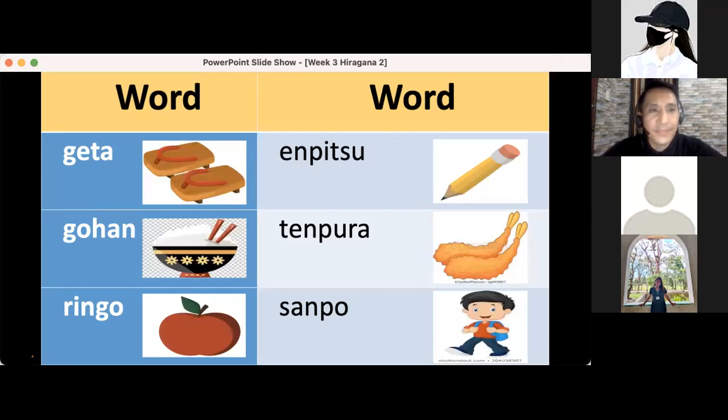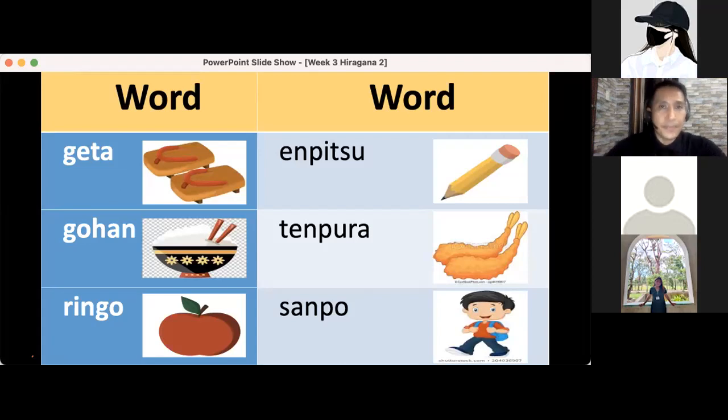Geta, Gohan, Ringo, Empitsu, Tempura, Sanpo. Okay, sir? Sampo. Okay, thank you so much. Thank you for volunteering.